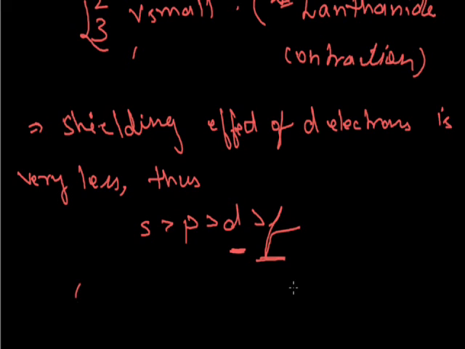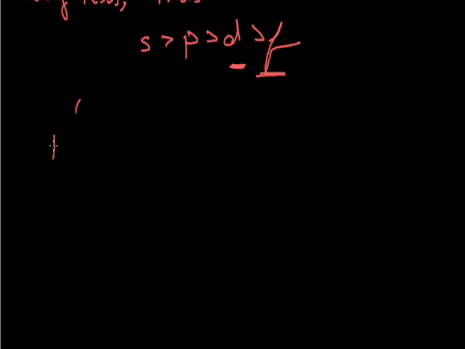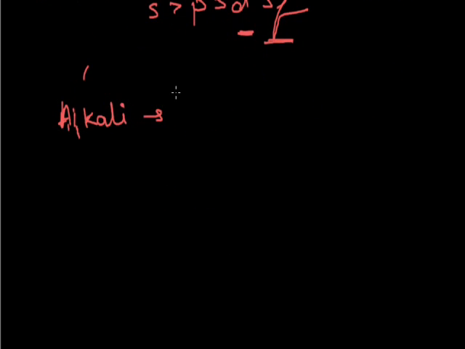Well, if we are considering the atomic radii, which is having the smallest and which is the largest, alkali metals have the largest atomic size, while the halogens have the smallest size.